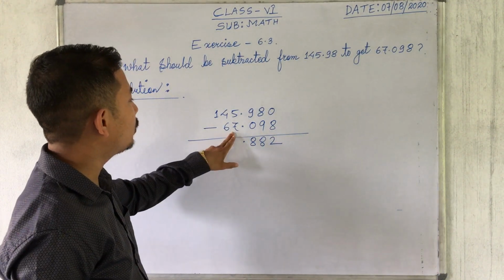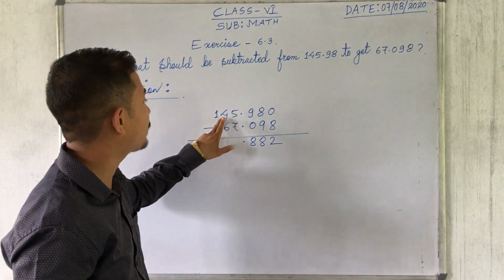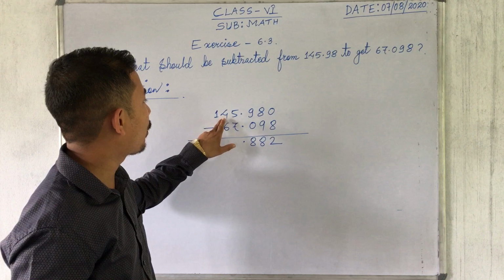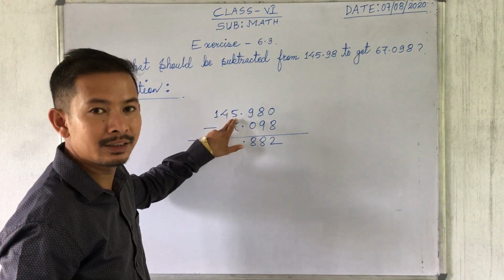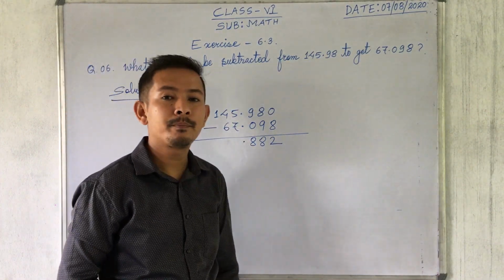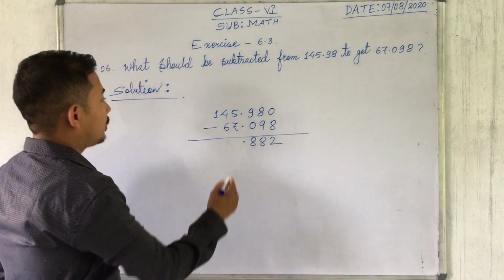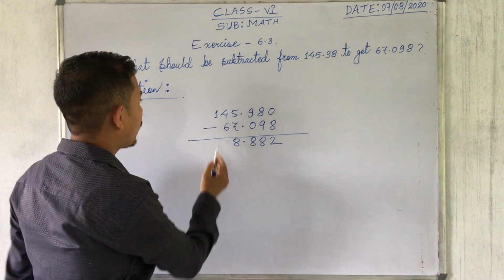Now 7 also, we cannot subtract 7 from 5. So in this case also we have to borrow 1 from 4. After borrowing 1 from 4 here, 5 becomes 15. Right? So after subtracting 7 from 15, what will be there? There will be 8, isn't it? So what is left here? 3.